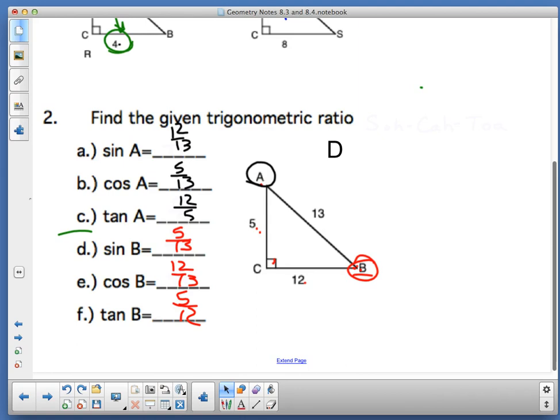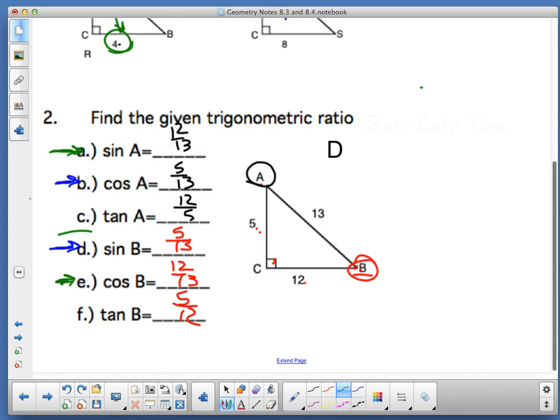Now, were you guys aware that in a right triangle, the two acute angles sum to 90 degrees? Did you know that? I want to point something out. It's called cofunction. It's nothing that you really need to learn as a geometry student, but I'm always asked about it because did you notice that the cosine of A and the sine of B are the same value? Did you notice that the sine of A and the cosine of B are the same value?